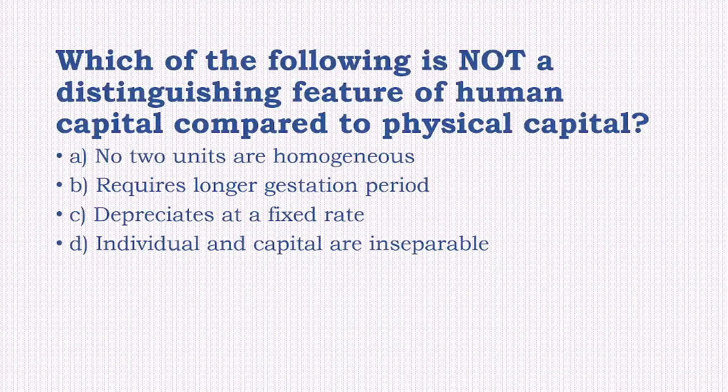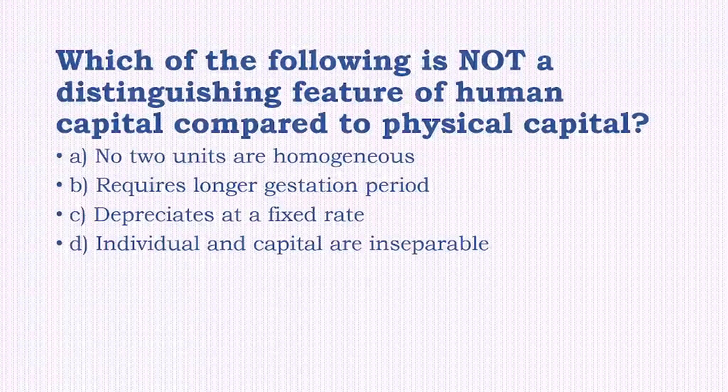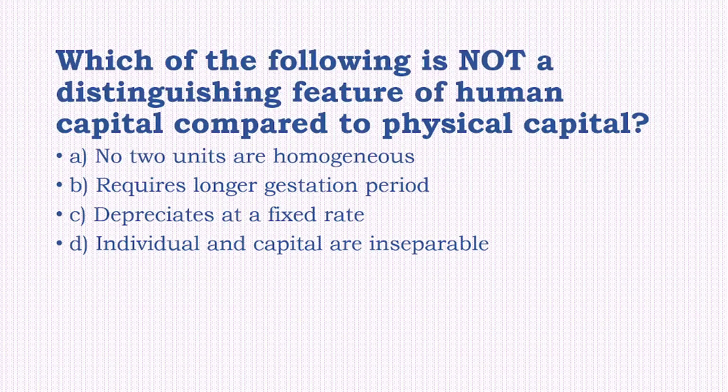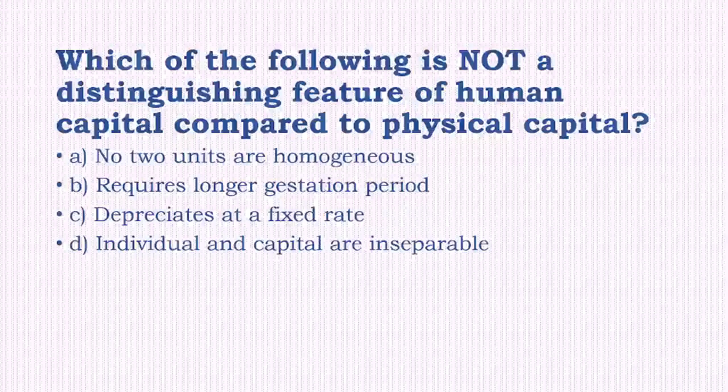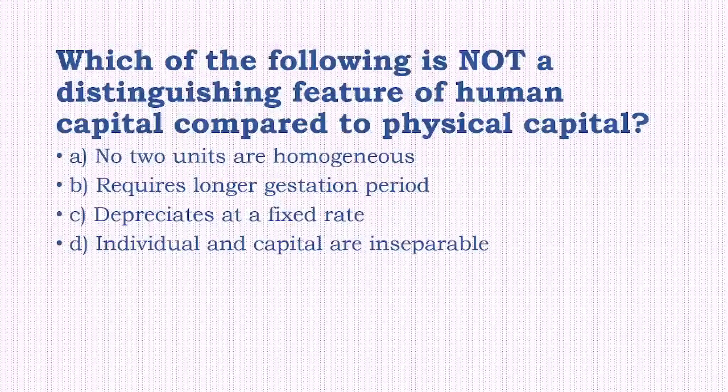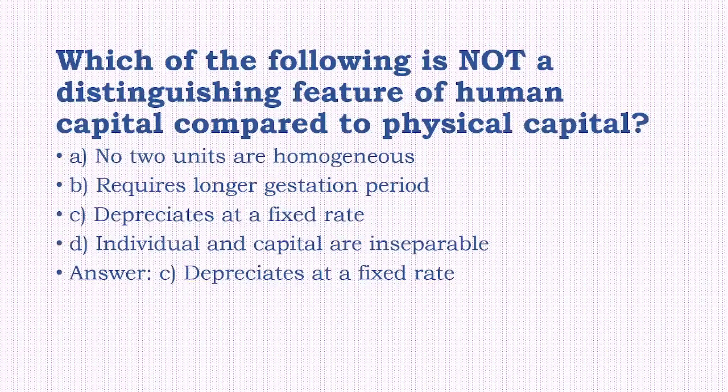Next, which of the following is not a distinguishing feature of human capital compared to physical capital? Options: no two units are homogeneous, requires longer gestation period, depreciates at a fixed rate, individual and capital are inseparable. Answer of this question is depreciates at a fixed rate.